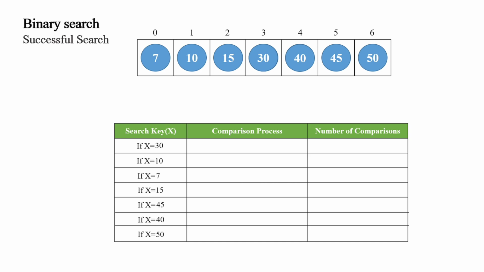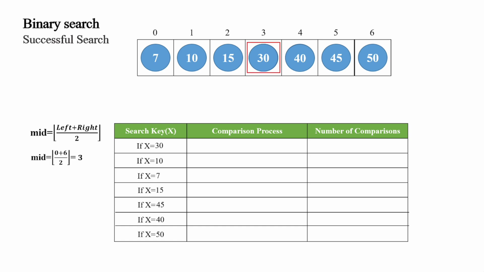Now, let's look at a successful binary search example. Suppose we're looking for number 30 in our array. First, we need to find the middle element. So we take the first index of the array, which is 0, and the last index, which is 6, add them together, and then divide by 2. That gives us 3. So the middle element is at index 3, which is 30.